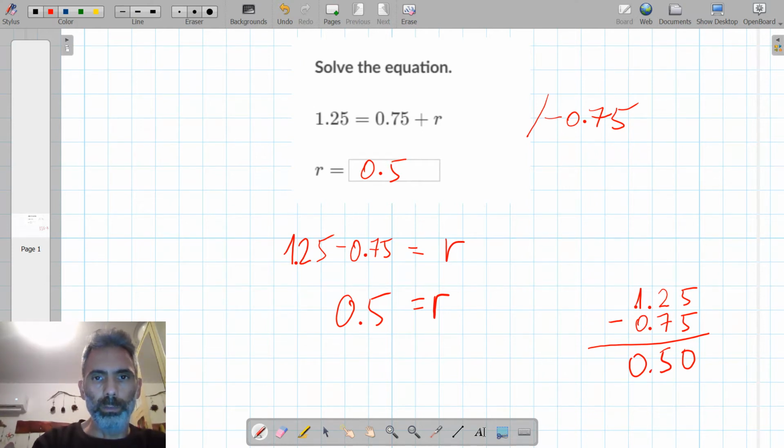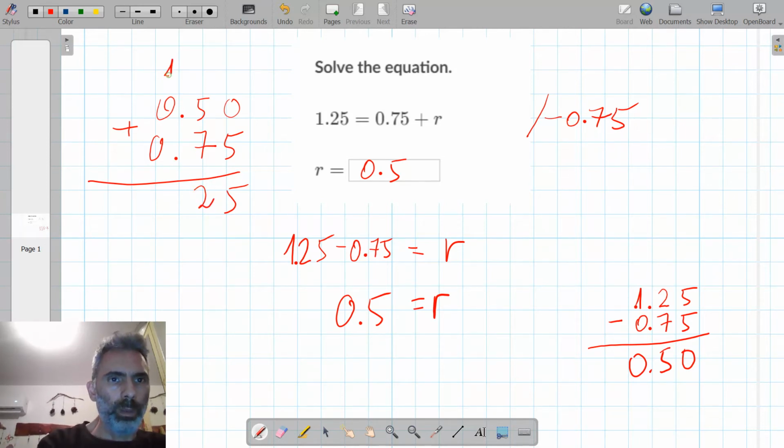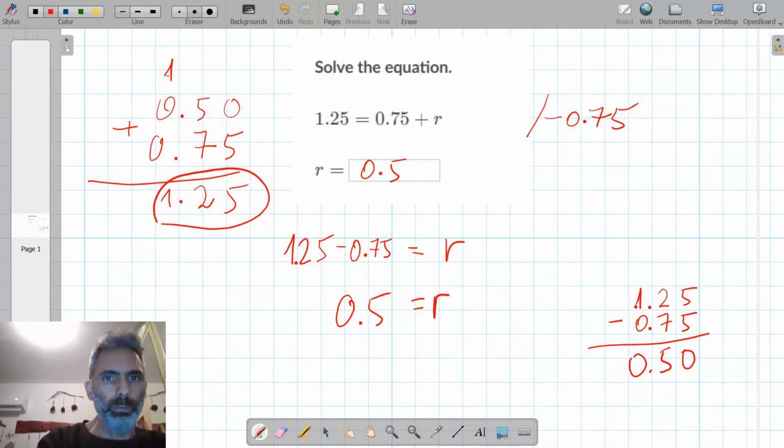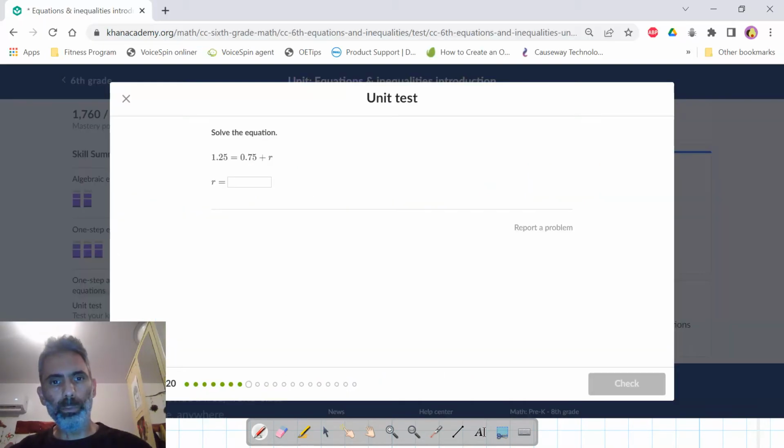And if we verify this by plugging in 0.5 instead of r, so 0.5 plus 0.75. Okay, and add these two together, so this is 5, 5 plus 7 is 12. So we have 1.25, which is the other side of the equation, which means that the value 0.5 is correct. So this is the right answer. r equals 0.5.